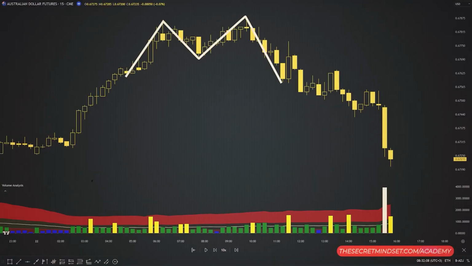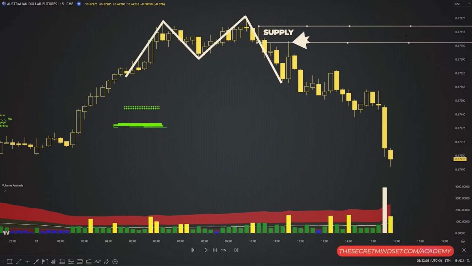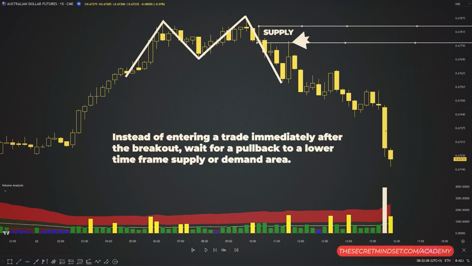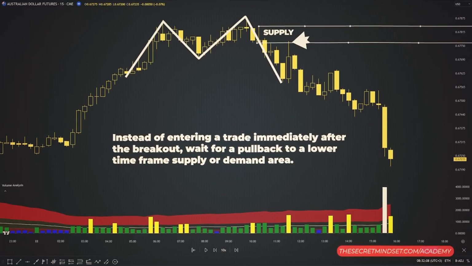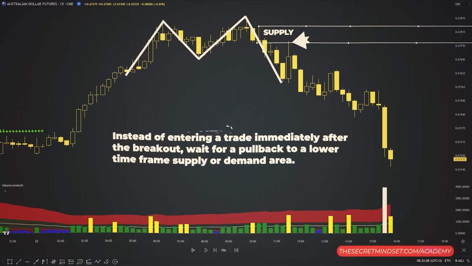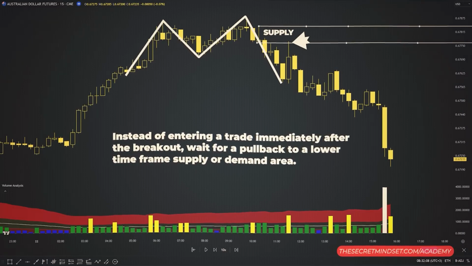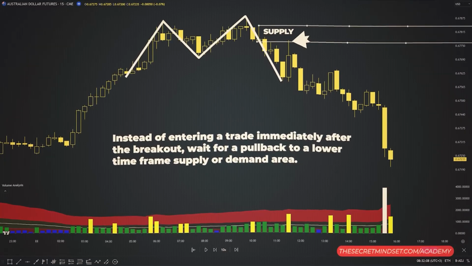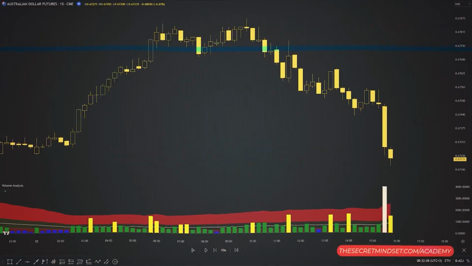My favorite entry is the pullback into a recent supply or demand area. Instead of entering a trade immediately after a breakout, you may prefer to wait for a pullback to a lower timeframe supply or demand area. This provides an opportunity to enter the trade at a better price, and you don't blindly chase the breakout.